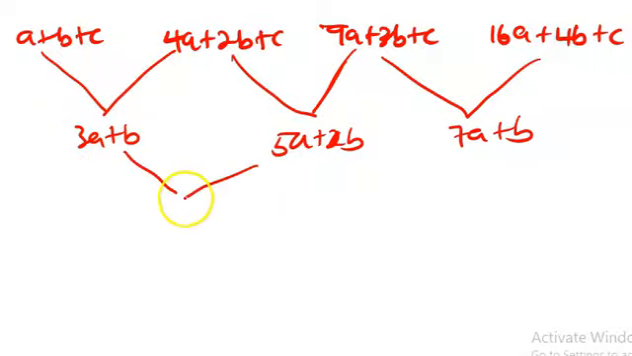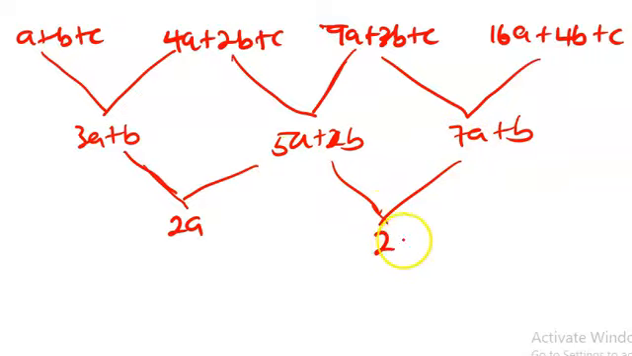So let's find the second difference. 5a plus b minus 3a plus b will be 2a. Then 7a minus 5a, that is 2a. Then the b part will go to 0. So for a quadratic number pattern, the second differences of the consecutive terms are the same. Let's illustrate this with an example.